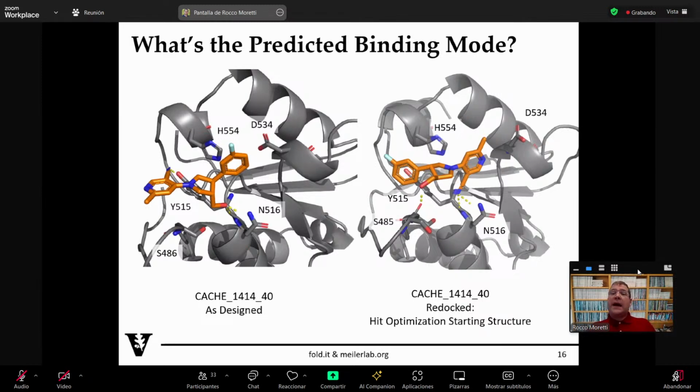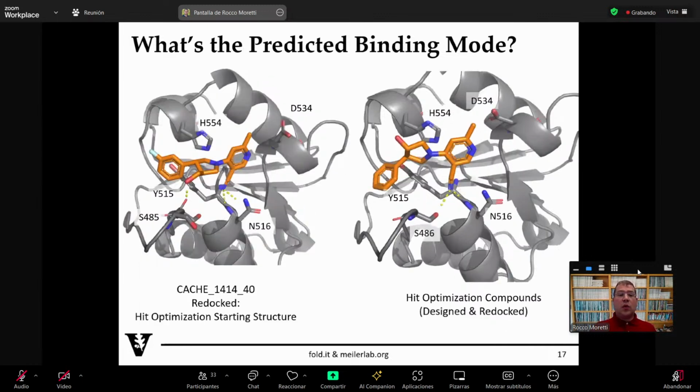And it's this redox structure which was the starting structure used in the successful rounds for the hit optimization. And so in hit optimization, we've identified the 3 compounds, and looking at those compounds, the designed binding modes and the redox modes of those compounds are all very similar to each other. So on the right, I only show an example of that.